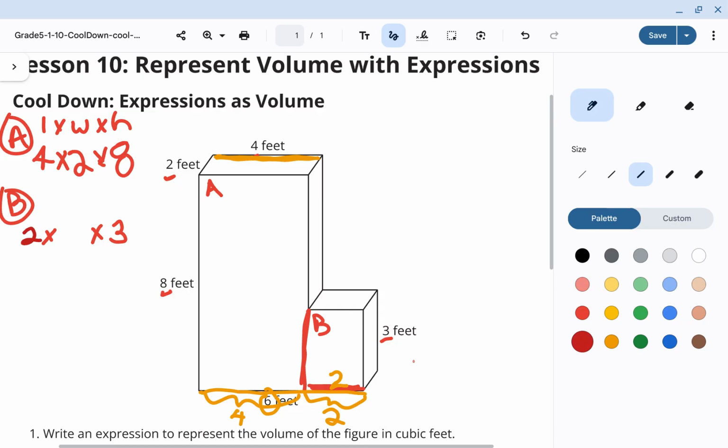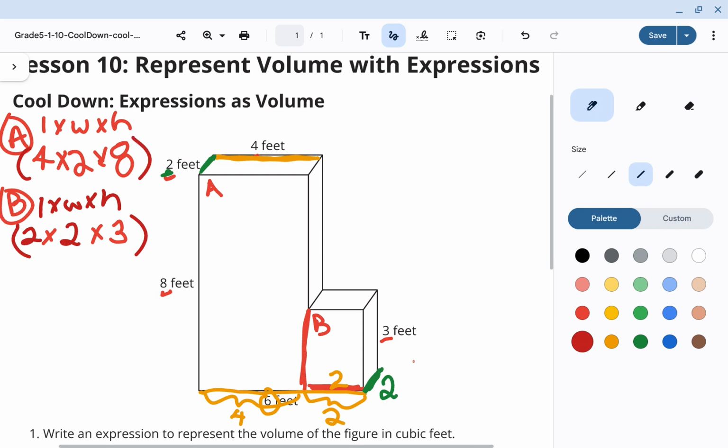But once again, remember, we can look to a parallel congruent side. So here I am looking for this width measure, and I look over here and I see that that width is exactly the same, and it had a width of 2. So I will come over here and remind myself that the width that I'm looking for is also 2. Now that is for prism B, and again I multiplied the length and the width and the height together to get 2 times 2 times 3. Just like for prism A, I got 4 times 2 times 8.